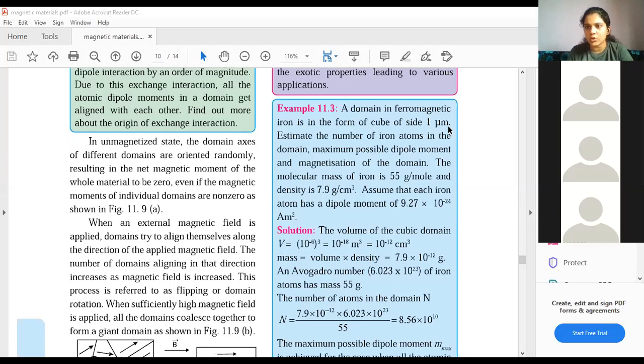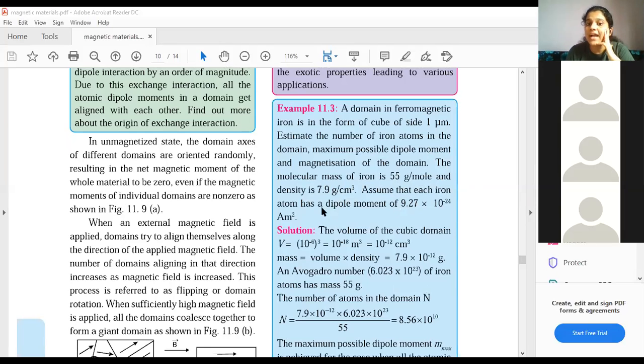Obviously, the side of the cube is given. Next, you can see the molecular mass of iron because we are dealing with iron. They have given the molecular mass in grams per mole, and they have given us the density, that is 7.9 gram per centimeter cube. Again, in CGS units.